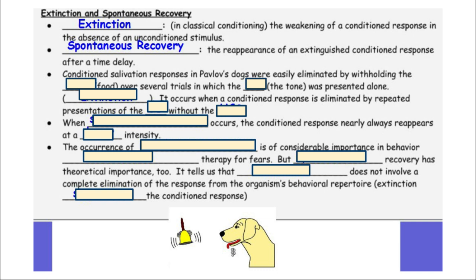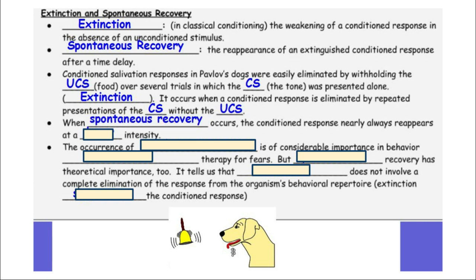So, the conditioned salivation response in Pavlov's dogs was easily eliminated by withholding the unconditioned stimulus, the food, over several trials in which the conditioned stimulus, the tone, is presented alone. Extinction is what occurs when the conditioned response is eliminated by repeated presentations of the conditioned stimulus, the tone, without the unconditioned stimulus, the food.